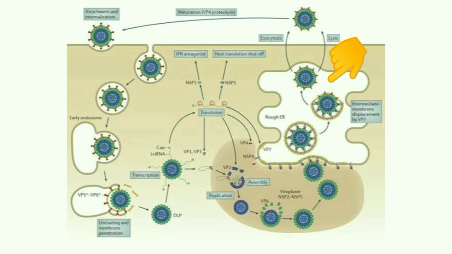After that the envelope is lost, but VP4 and VP7 proteins remain, and thus a triple-layered particle is formed and released. Here you can see NSP4 helping in the budding process. It also alters the permeability of the ER membrane, which contributes to the pathogenesis of rotavirus.